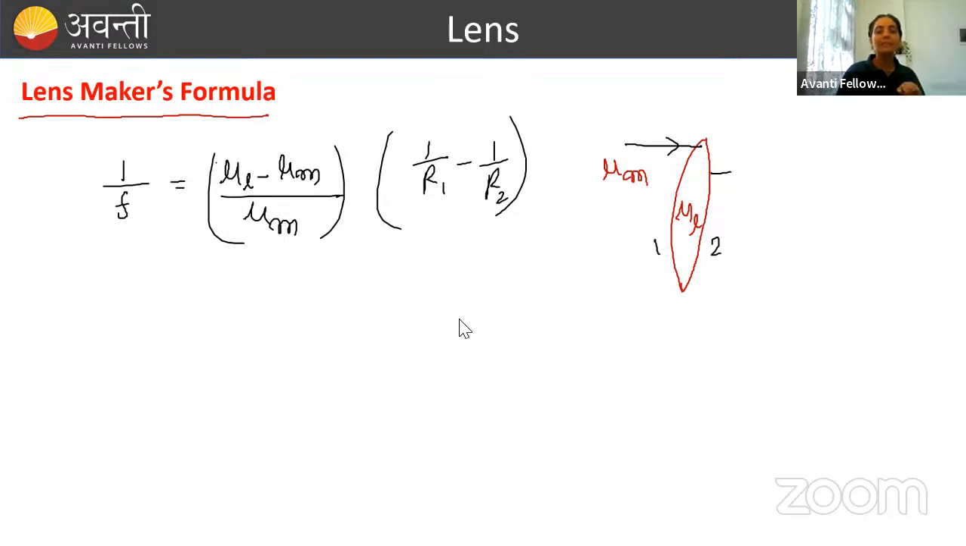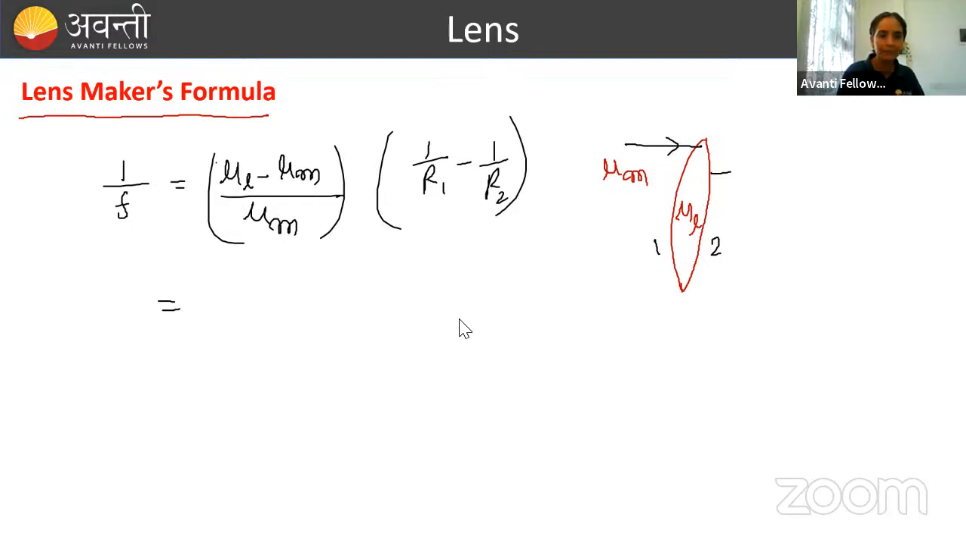So the lens maker's formula, why it is named so is clear. It will help those who are making lenses. Suppose you visit an eye specialist and he or she recommends you to use a lens of a certain focal length. Then you will go to a person who can make lenses for you, and that person will use this formula to make a lens of a particular focal length. So this formula is very useful for making lenses.